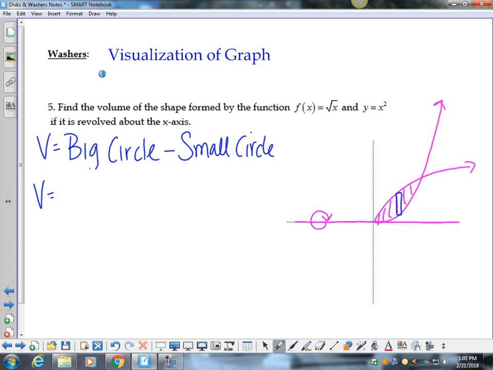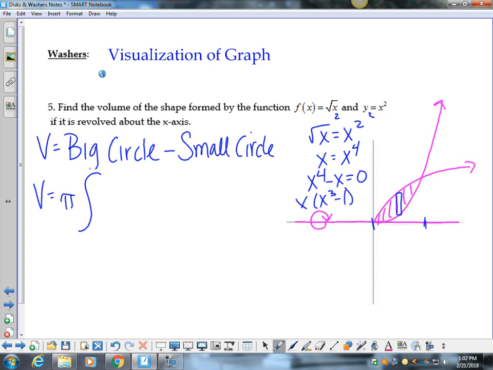Okay, so my volume, and I'm going to put the pi out front, is going to be, I need to figure out from what to what. So if I set those equal to each other, and then subtract the x and GCF, I'm going to get a 0 and a 1. So from 0 to 1.